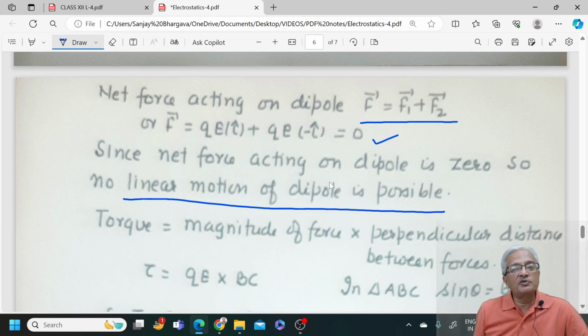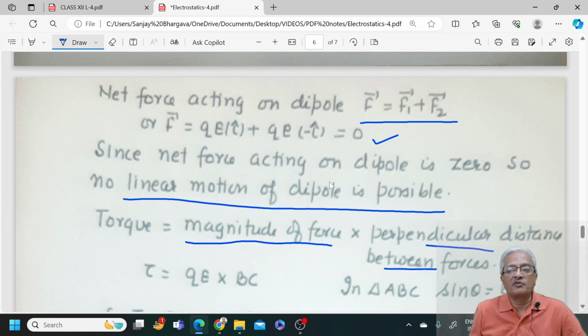But F1 and F2 are equal in magnitude, opposite in direction, but do not have the same line of action, and therefore they do not cancel each other's effect. They act like a couple of forces to produce a torque. What is the value of the torque given by? Magnitude of the force times the perpendicular distance between the forces.